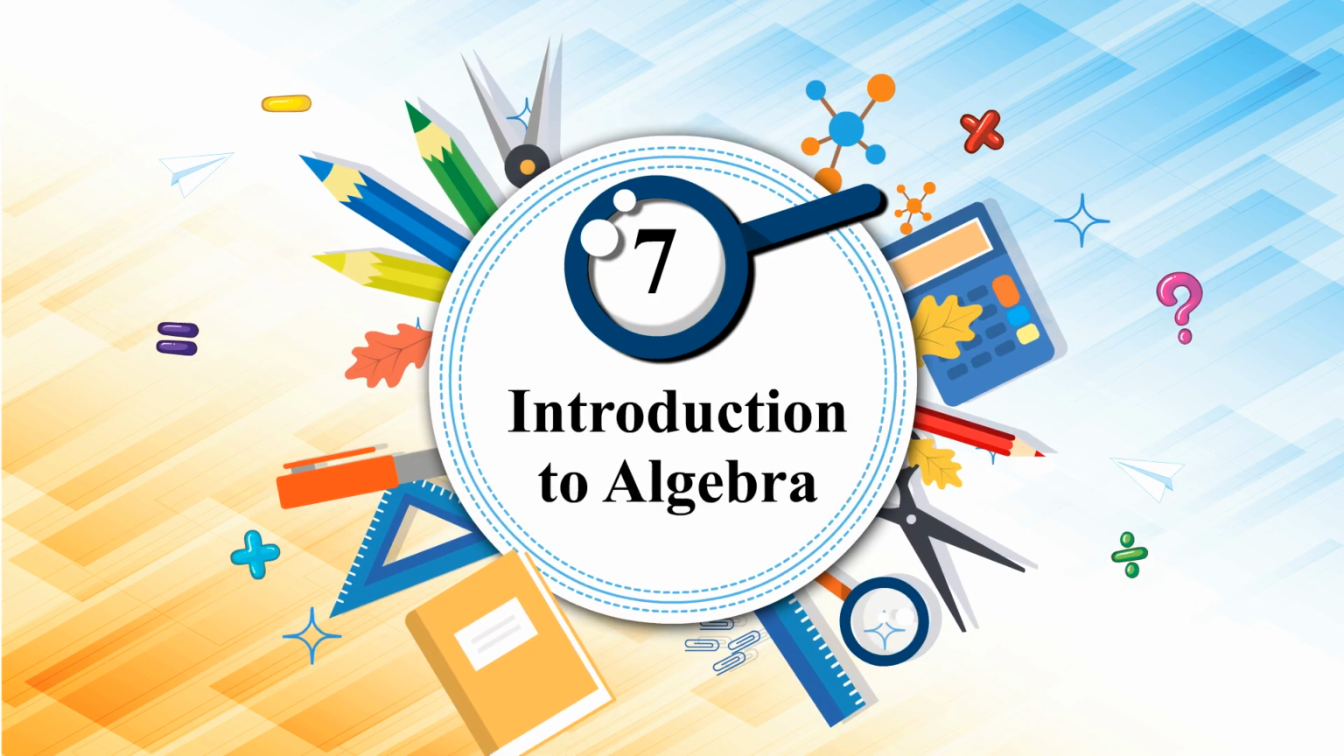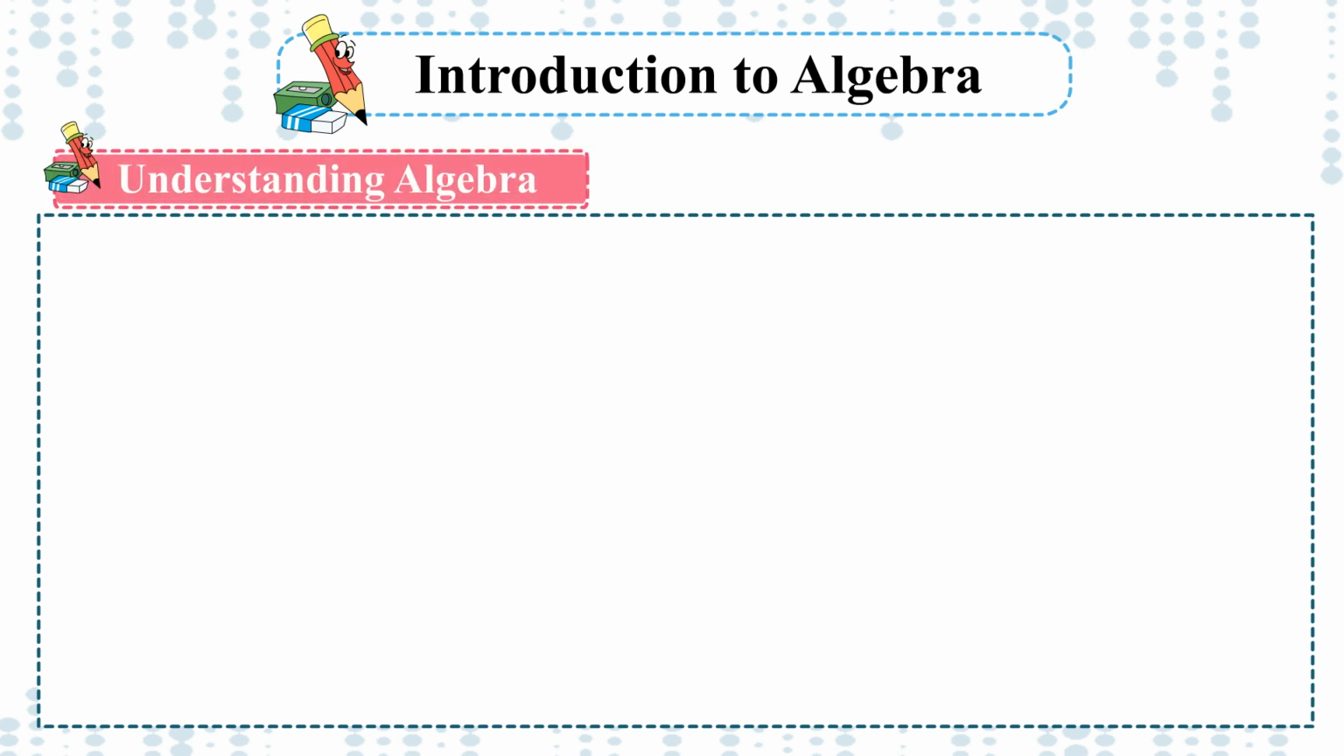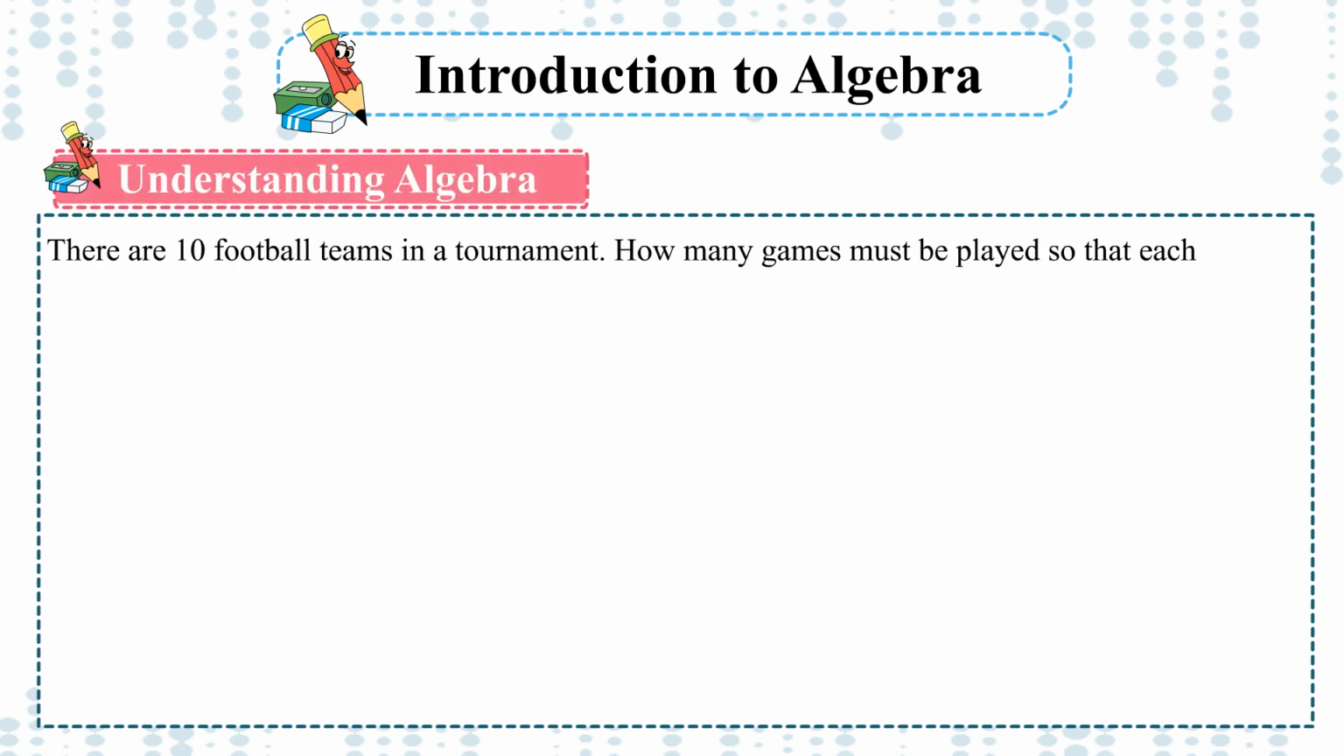Chapter 7. Introduction to Algebra. Understanding algebra. There are 10 football teams in a tournament. How many games must be played so that each team plays with every other team exactly once?